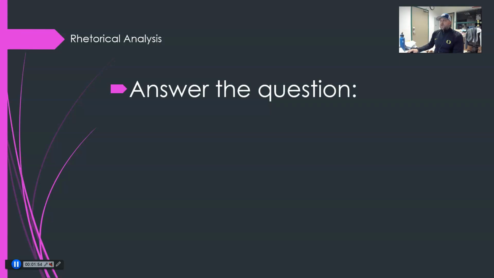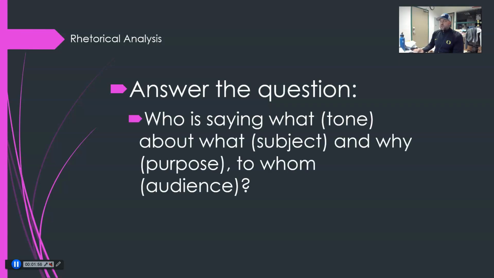Number 1, you want to simply answer the question, who is saying what, about what, and why, to whom? So that's the key thing you're thinking about in this rhetorical analysis: you're going to get a prompt, and it's going to have something written on there, and you have to ask yourself, who's the speaker? What are they saying? So what's the tone of their whole narrative here? What are they talking about? What's the subject of this thing? Why are they talking about it, and to whom?